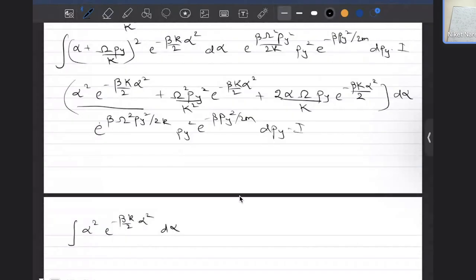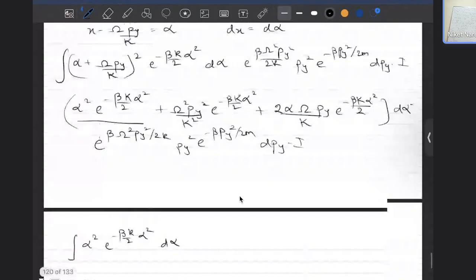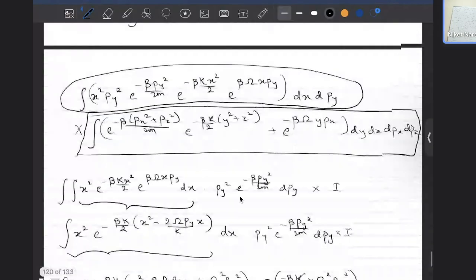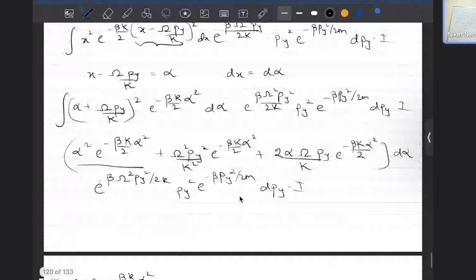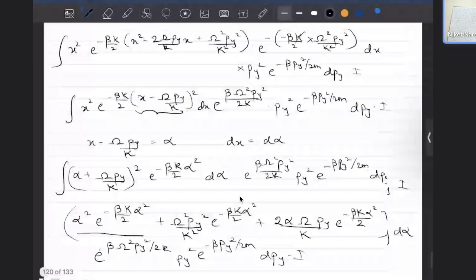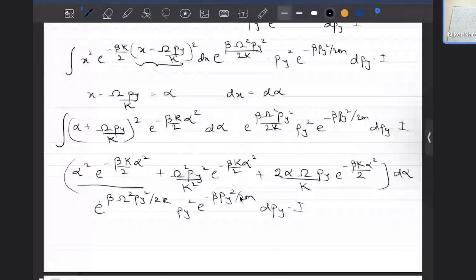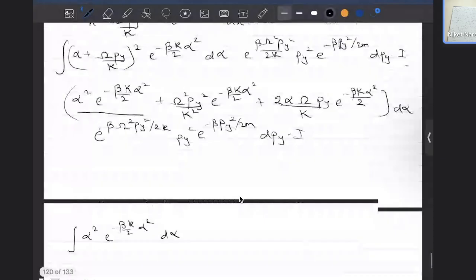What is the range of alpha? We haven't talked about the range yet, but because dx dy dz basically will take x going from minus infinity to infinity, and even momenta in each direction going from minus infinity to infinity, x is going from minus infinity to infinity. Similarly, alpha will also go from minus infinity to infinity. So this integration has limits from minus infinity to infinity.